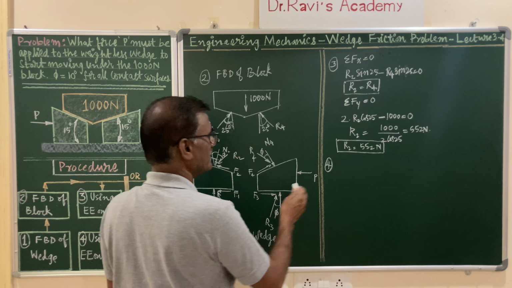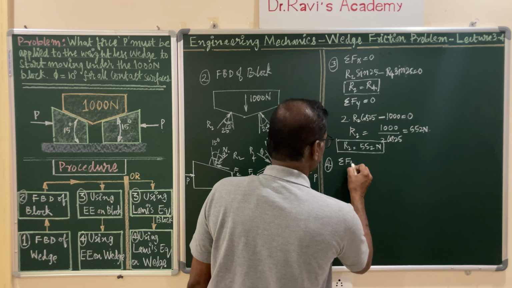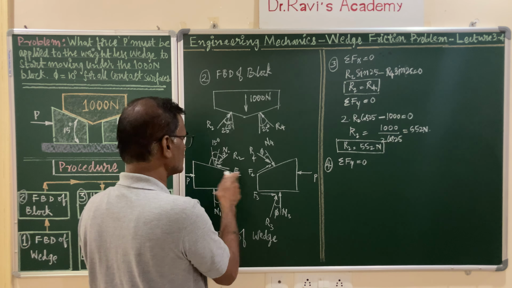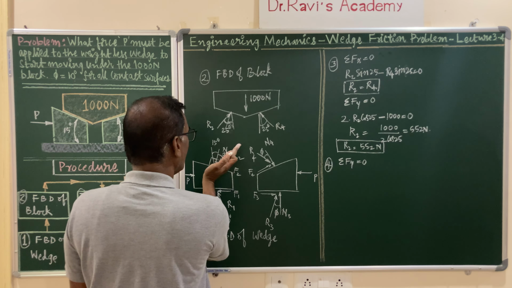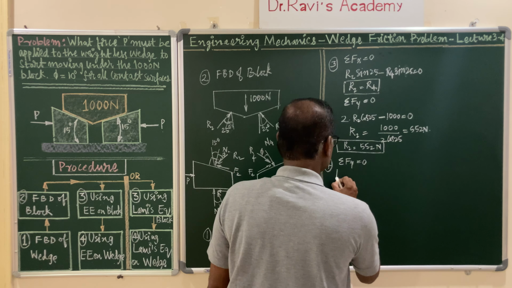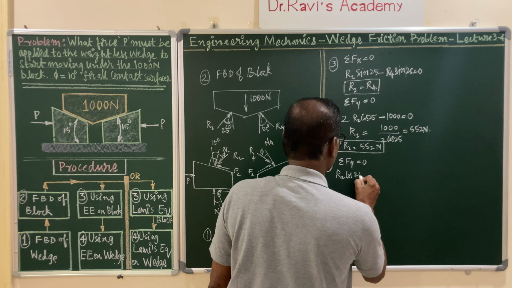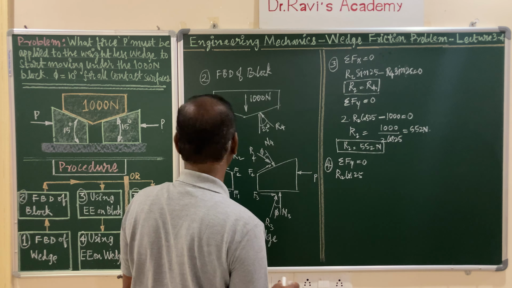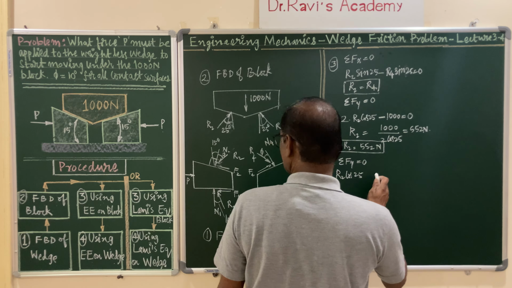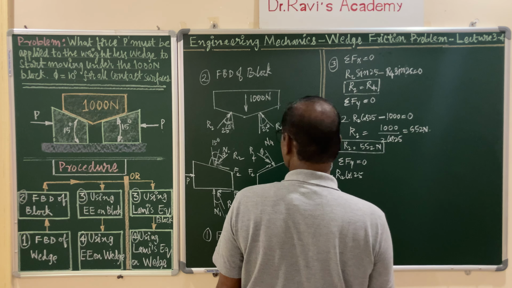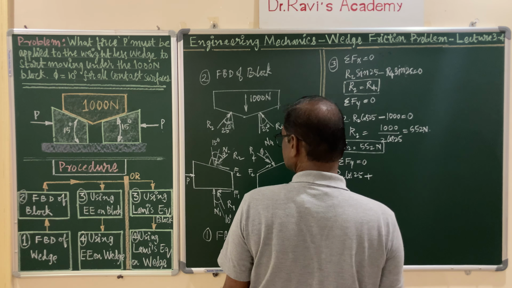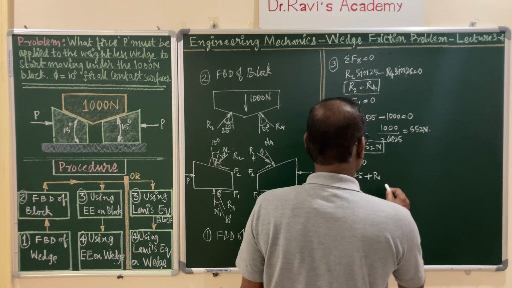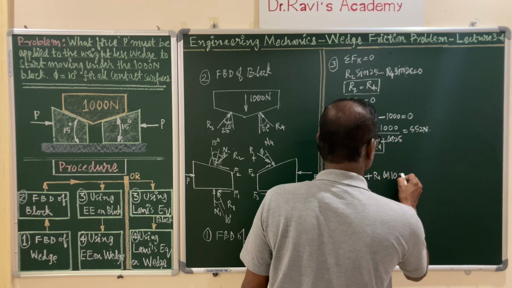Write down sigma Fy equals 0. The moment you write down sigma Fy, there is no component of the force P in this equation. You have R2, it is R2 cos 25. The projection of this is R2 cos 25, so you can use minus R2 cos 25 plus R1 cos 10 degrees equals 0.